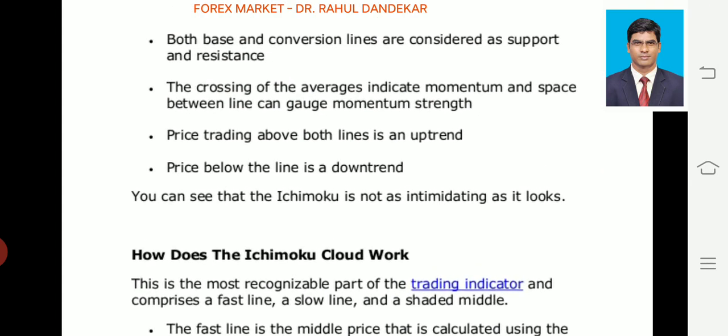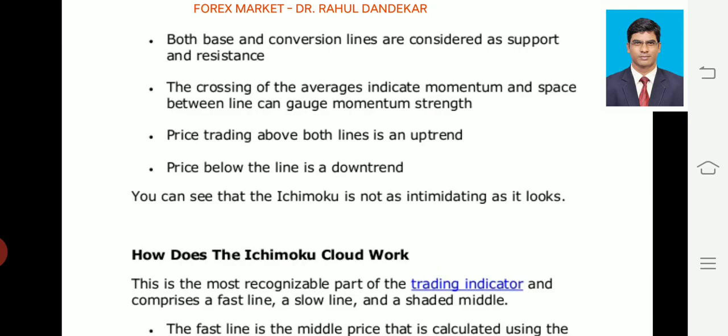Both base and conversion lines are considered as support and resistance. The crossing of the averages indicates momentum, and space between the lines can indicate momentum strength. Price trading above both lines is an uptrend. Price below the lines is a downtrend. You can see that the Ichimoku is not as intimidating as it looks.